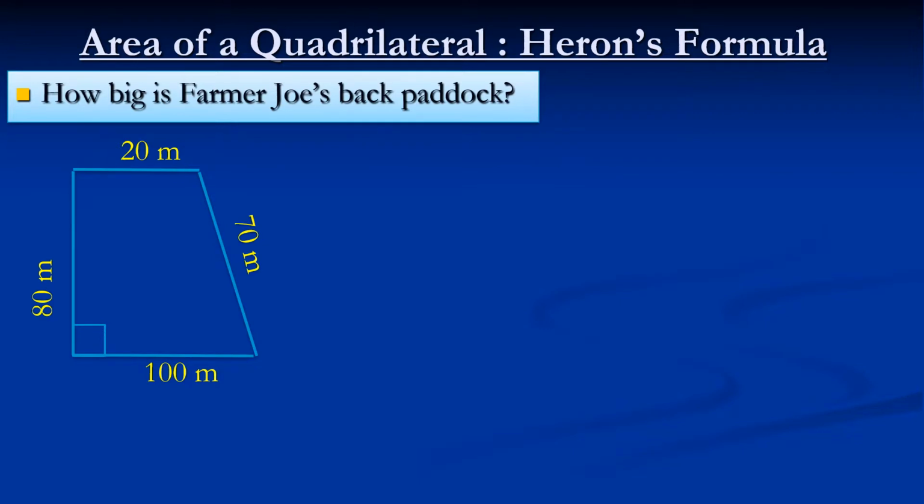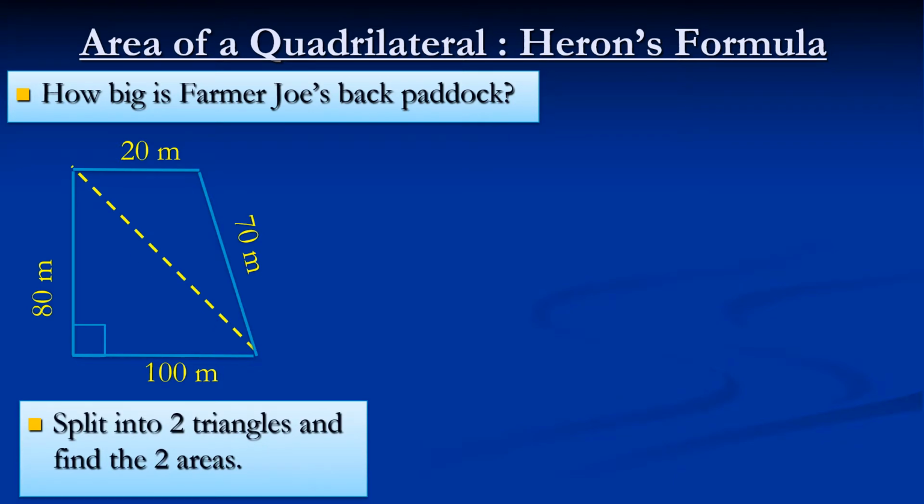Now, if we want to combine this, we'll use quadrilaterals, because any quadrilateral is just two triangles joined together. If we have a look at a problem here, we've got Farmer Joe. Farmers often have great imaginative names for their paddock. This one is back paddock. So how big is Farmer Joe's paddock?